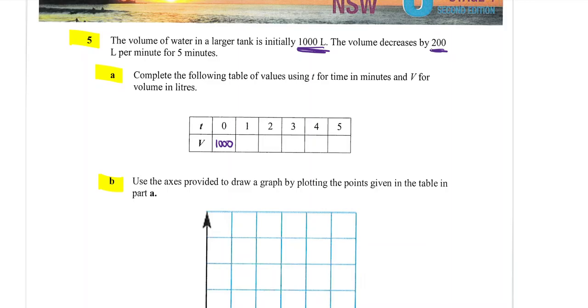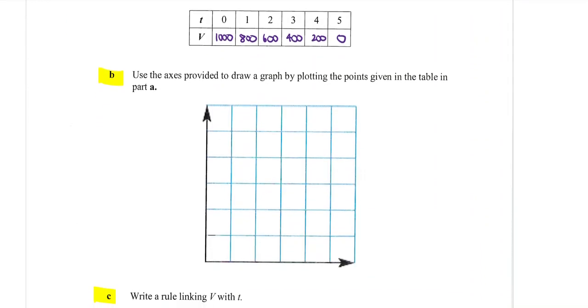800. Another minute passes and I'm down to 600, and I keep taking off 200 each time. So then 400, then 200, and then after 5 minutes, nothing left. It's completely empty. Okay, so filled in the table. B, use the axes provided to draw a graph by plotting the points given in the table for part A.